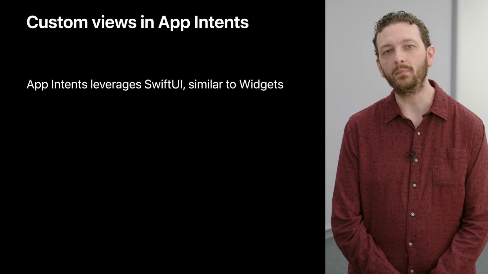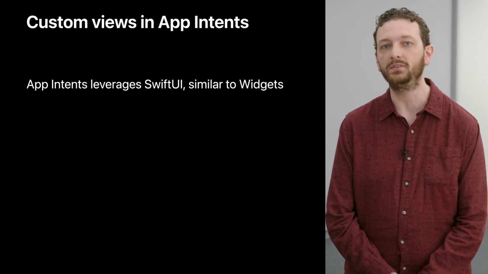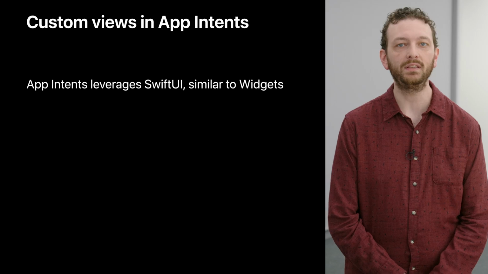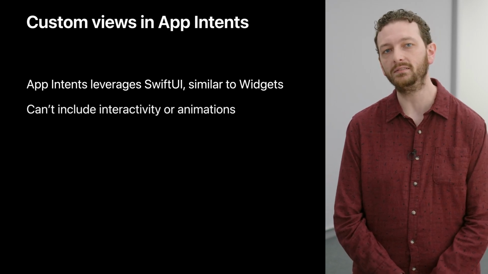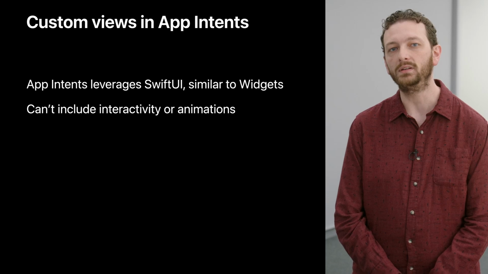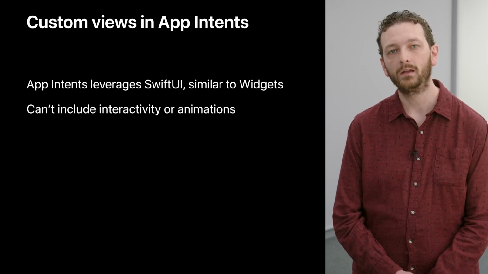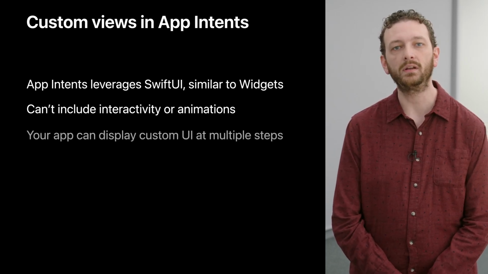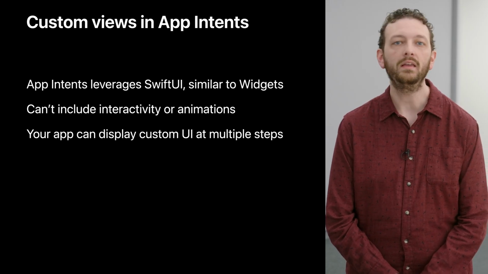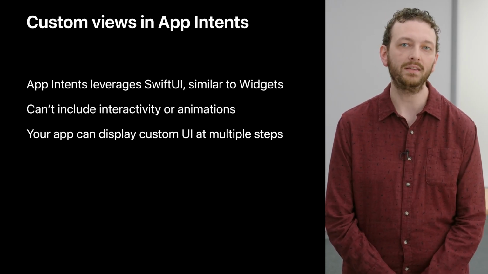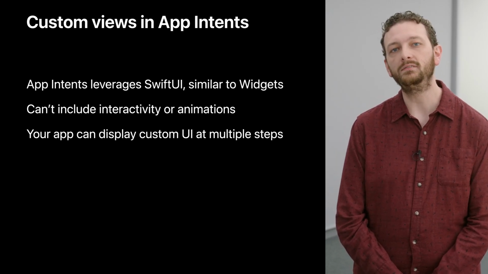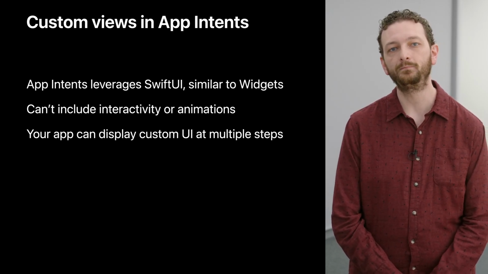It's important to think about the specific constraints this brings to your views. Just like widgets, custom app intent views can't include things like interactivity or animations. Make sure to take this into account when designing your UI. App Intents supports showing custom UI at 3 phases: value confirmation, intent confirmation, and after the intent is finished. For my app, I'm going to return a custom view at the end of running my intent.